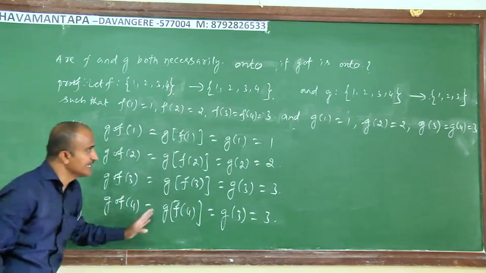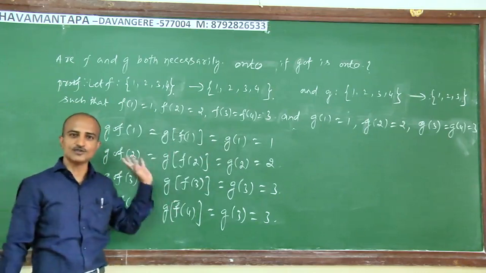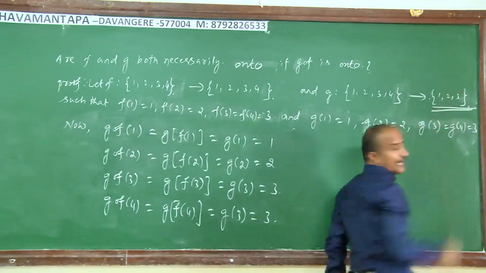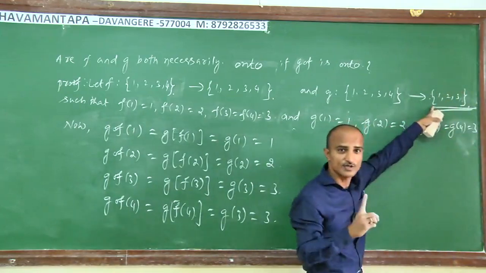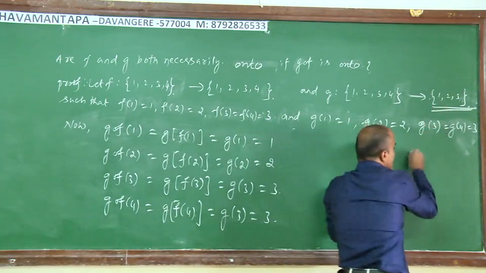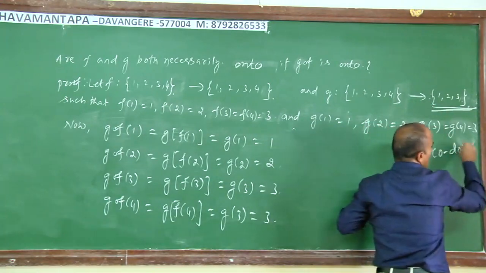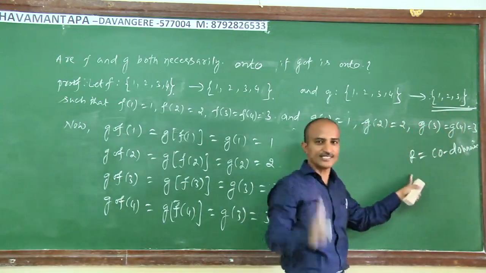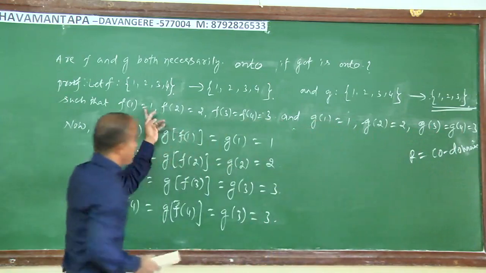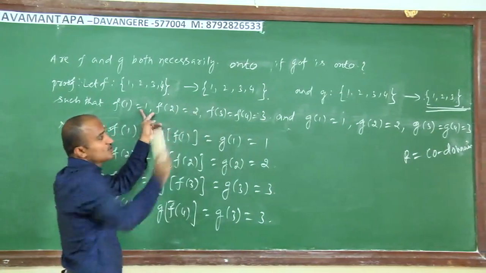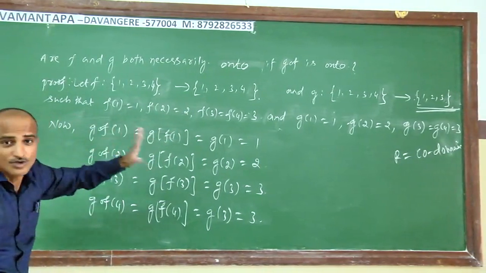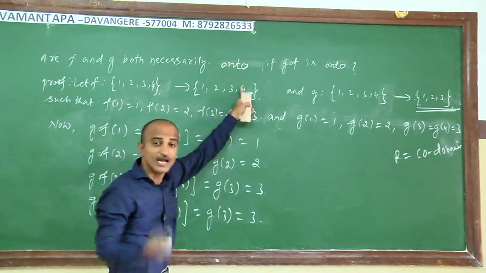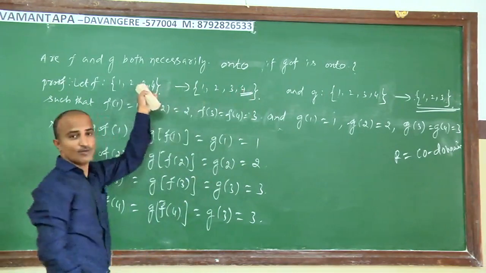Clearly here g∘f is onto, because g's codomain is equal to its range, so in g∘f the range is equal to the codomain. When the range is equal to the codomain in g∘f, clearly g∘f is onto. But f is not onto, because one of the elements in the codomain of f, like 4, has no pre-image in the domain.